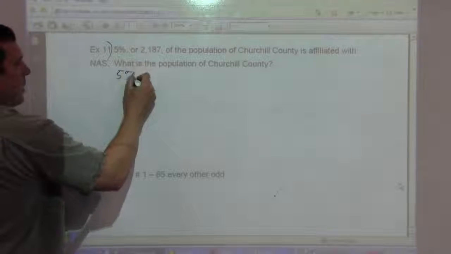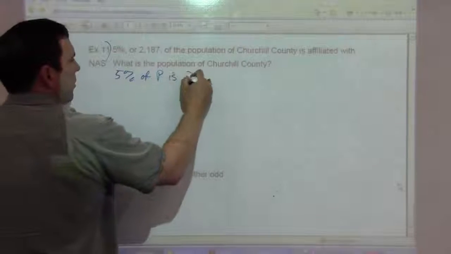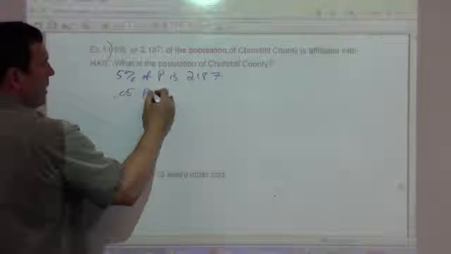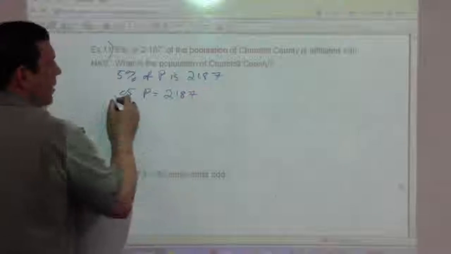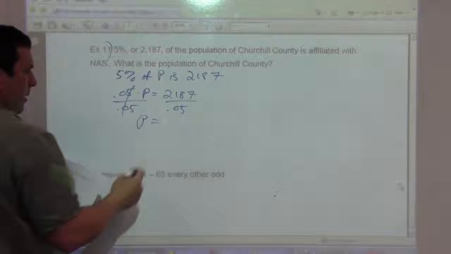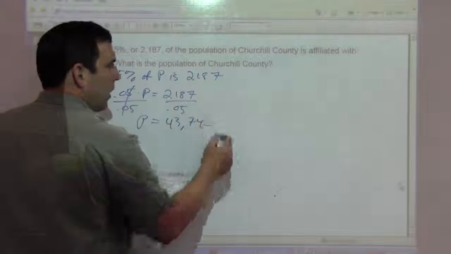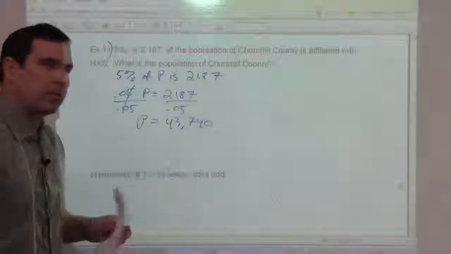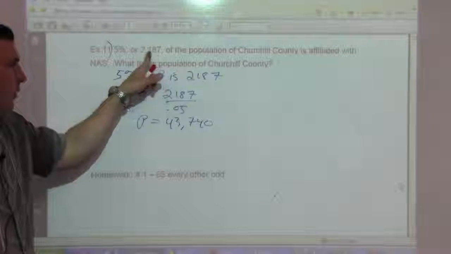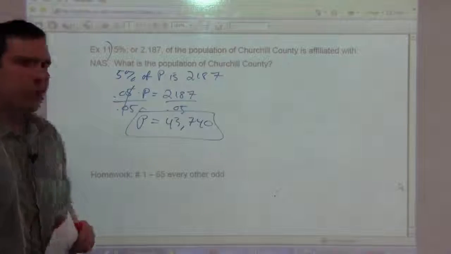So 5% of the population is 2187. So 0.05 of means times P equals 2187. You can divide by 0.05. P would be 43,740. Now, I looked this up. It's actually more like 23,000 people, 24,000 people in the county. So I made the problem up. I probably should have changed this to 1,200 or something. Anyway, that's it for that problem.